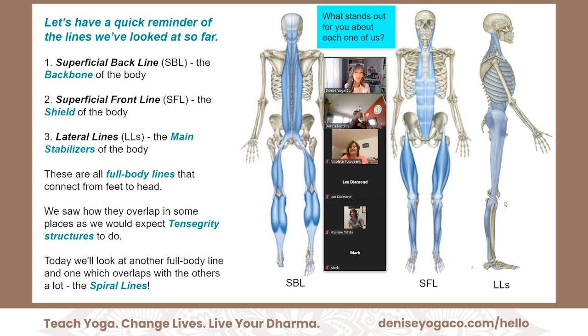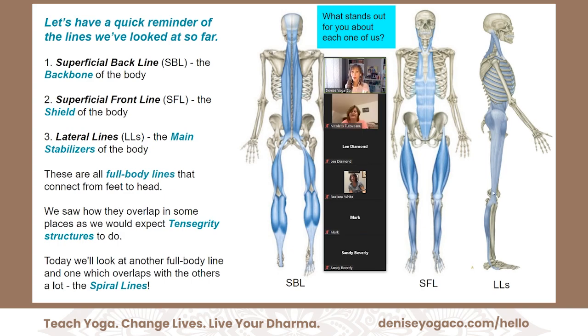Lee says, I did most of your lateral line class last week and they loved it. Okay, so Lee is telling me that she used the lateral line attunement, I guess, in her class last week, and her students really liked it. They noticed how much stronger they were. I think tapping into these lateral lines, and the line we look at today, which is a spiral line, people are really surprised at how much more stable they are.